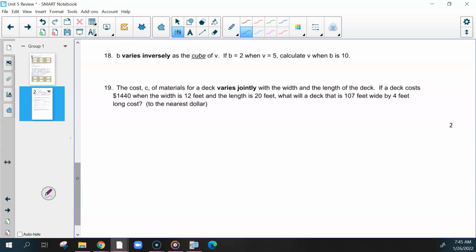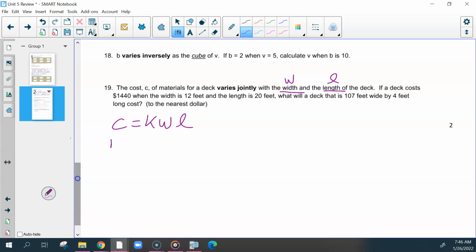For objective 3, number 19, the cost C, so they're giving you some variables, but not all of them. But anytime they give you width and length, that's just going to be W and L. Remember that varies jointly is the same thing as directly, so you're multiplying. So the cost C of the material product varies jointly with W and L. So that would be C equals K times W times L would be your equation. Then you're going to put your numbers in to find K, and then use K to find the remaining.